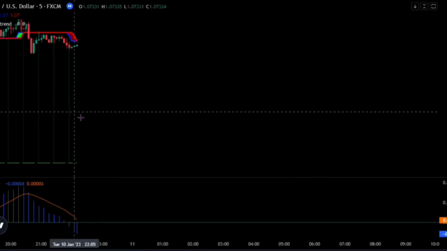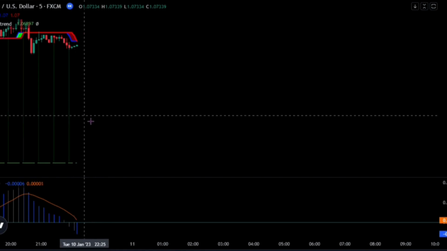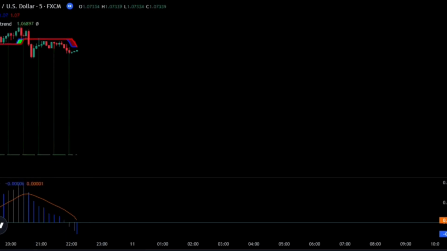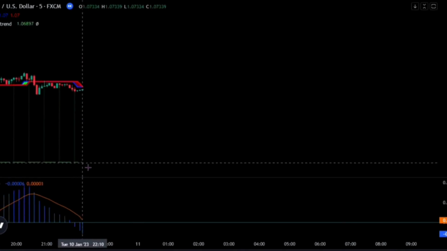Let's do this. For a buy signal to be valid, we need to follow 4 simple steps. First, we want our super trend to be green. This indicates we are in an upward direction. Who doesn't want to go up, right?